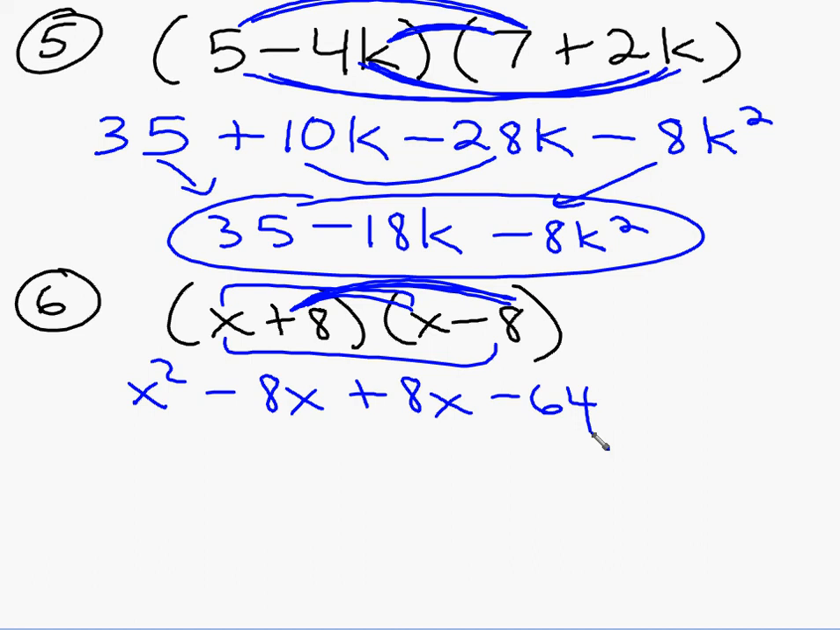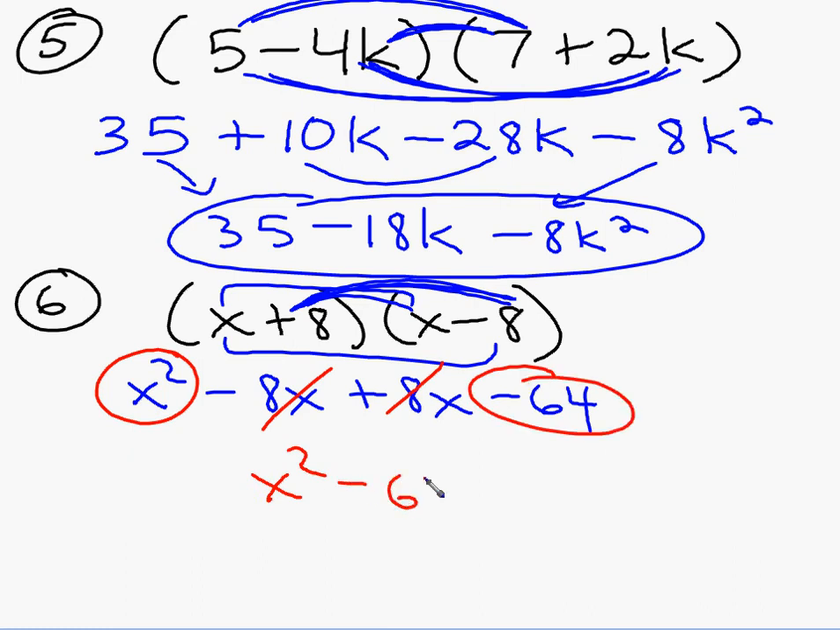Now, do you see what happens with the middle terms on this problem? Negative 8x and positive 8x are opposites, so they go away completely. So your final answer is just the x squared minus 64. That is your final answer on that problem. One last situation real quick before we finish up.